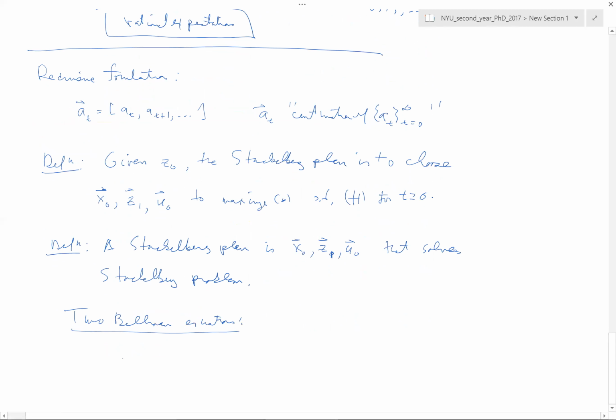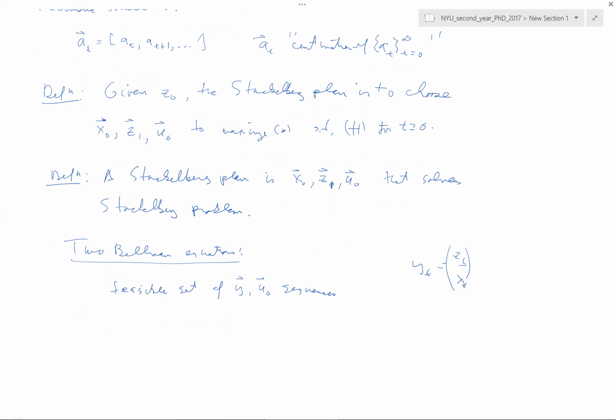So the first thing we're going to do is define a feasible set of Y1 continuation U0 sequences. Remember that Y_t is equal to Z_t, X_t, that vector. We're going to define this set, Omega of Y0, and we're going to see why this is a function of Y0 in just a second.